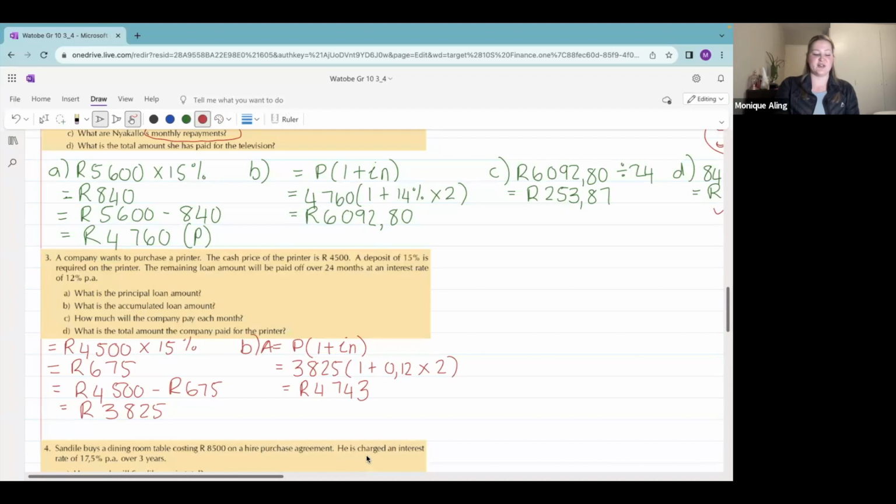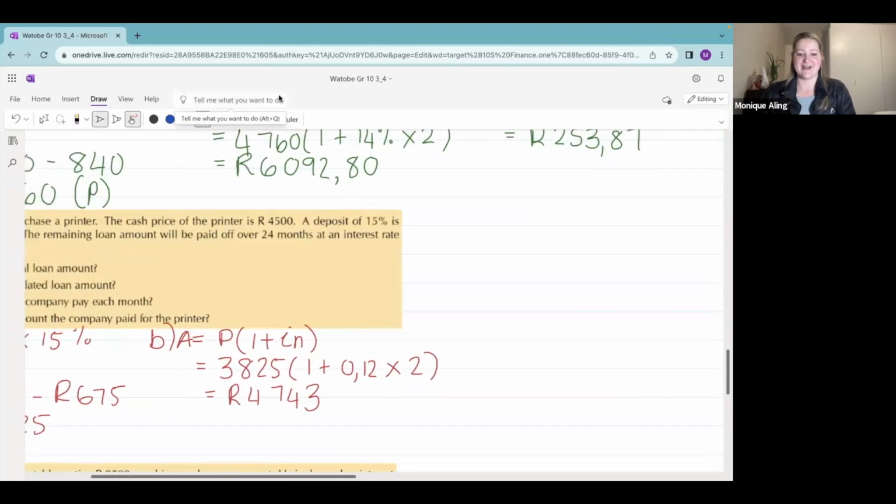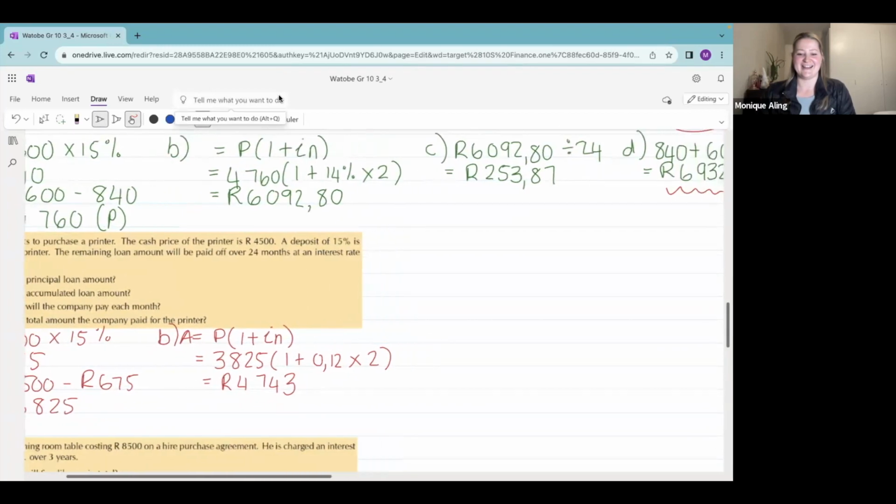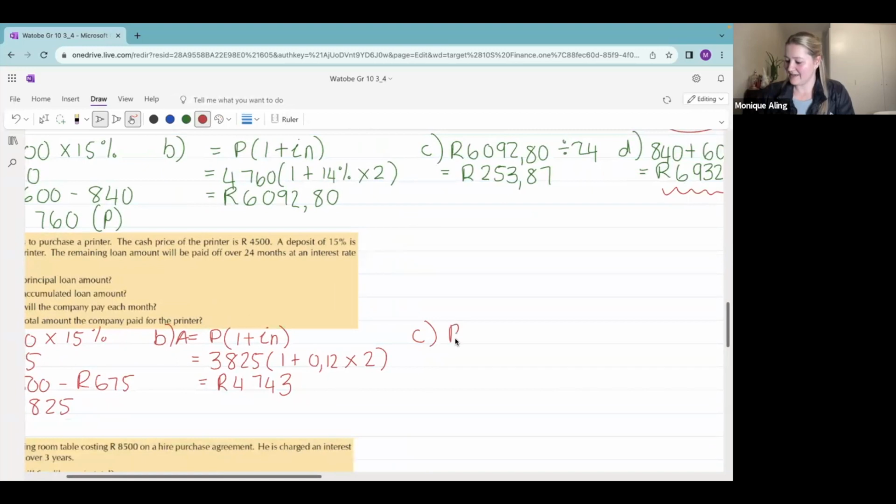Who wants to tell us how to do it? Need to hear some voices. Danver, what about you? Asibonge, yes. Good to hear from you. Hello, ma'am. We are going to say 4,743 divided by 24. Yeah, good. And what do we get? 197.63. Perfect. Fantastic work. Thank you, Asi.